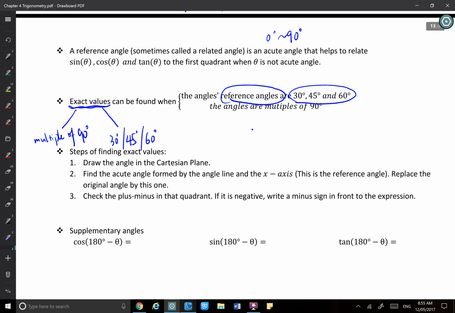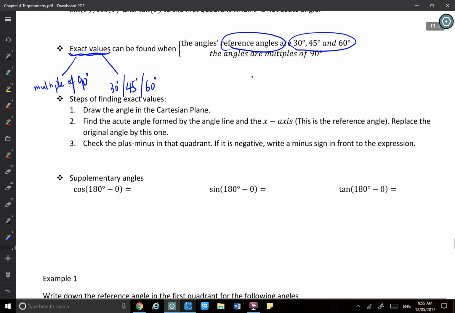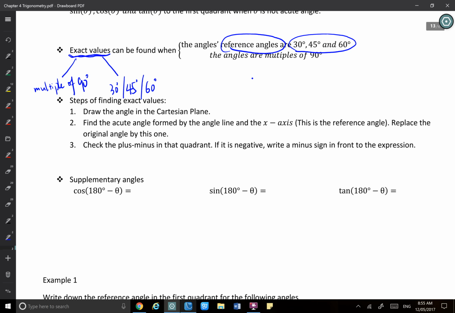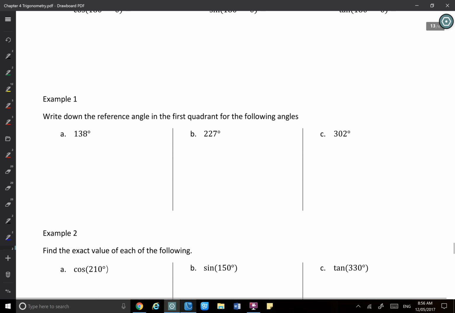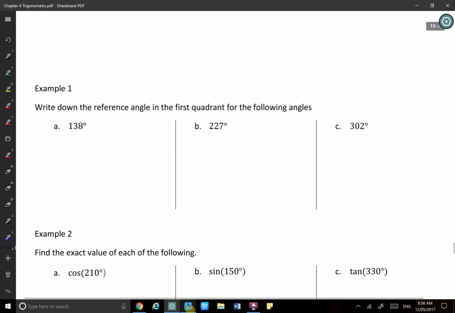As I said, 240's reference angle is 60. So that's why cosine 240 can be evaluated as an exact value. Now I'm going to show you how we can find the reference angle. Given any angle, how can you find the reference angle? It's actually very easy. Let's skip the supplementary angles and go to example 1.